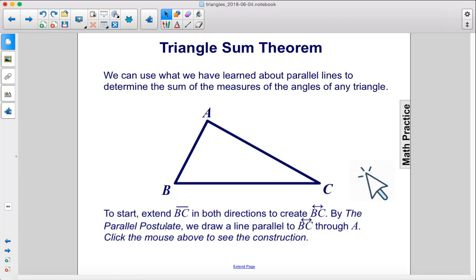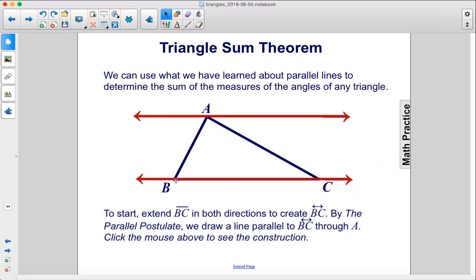By the parallel postulate, we draw a line parallel to BC through A. Alright, so if we click here, we see what that looks like. We now have line BC, and we have this parallel line up here that goes through point A.